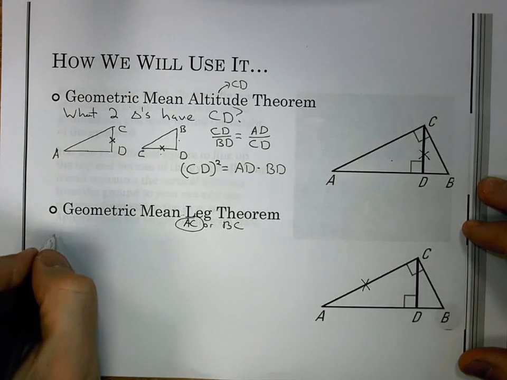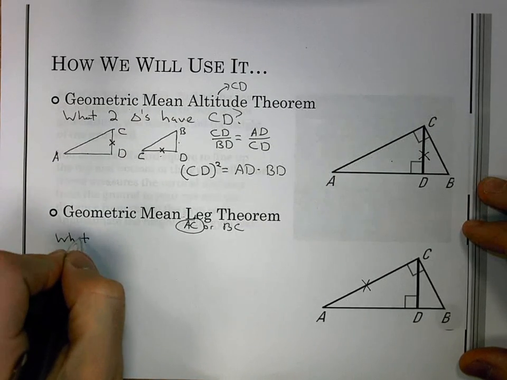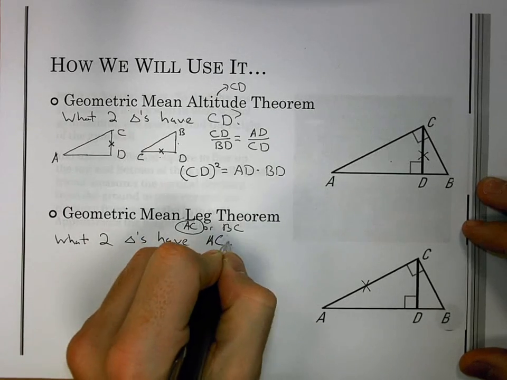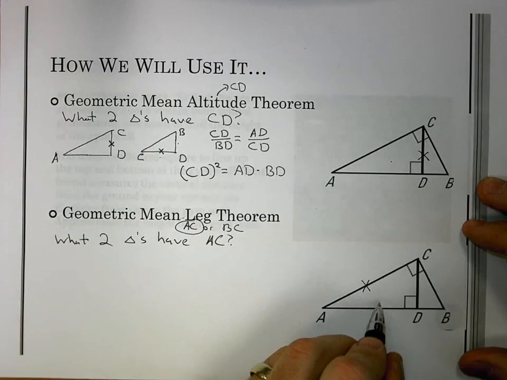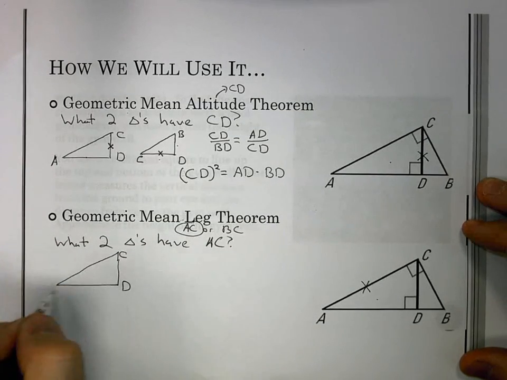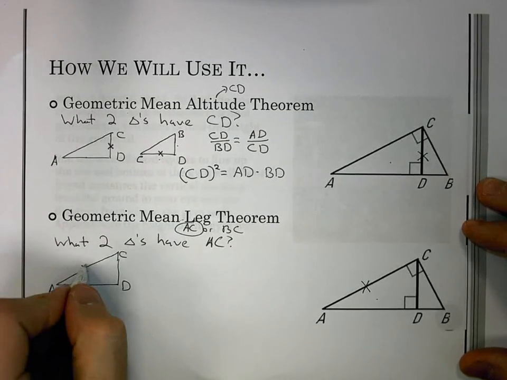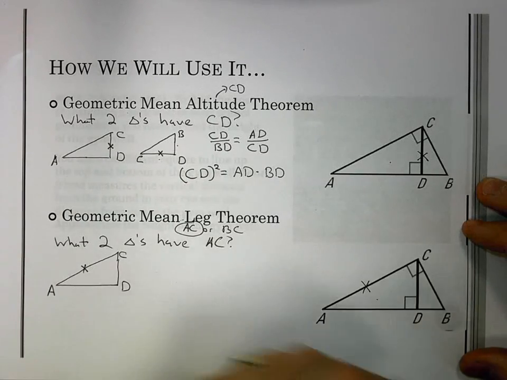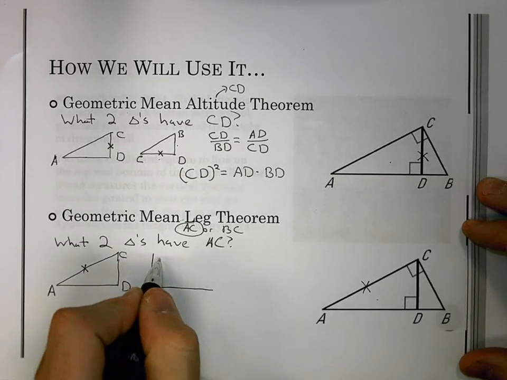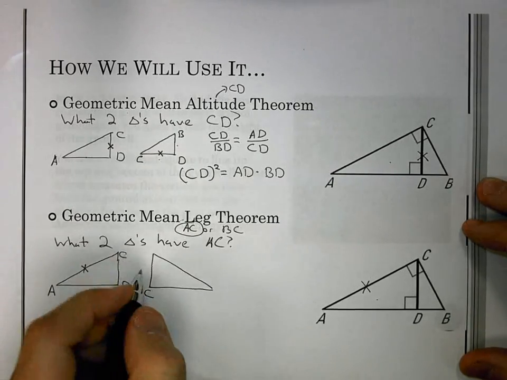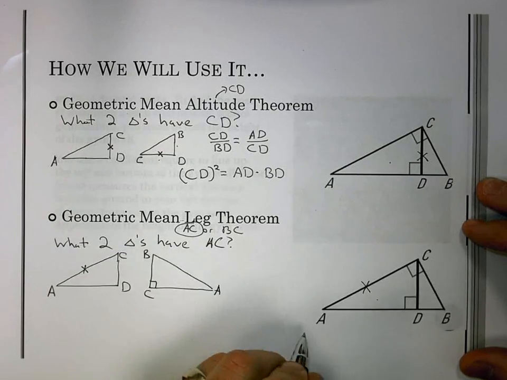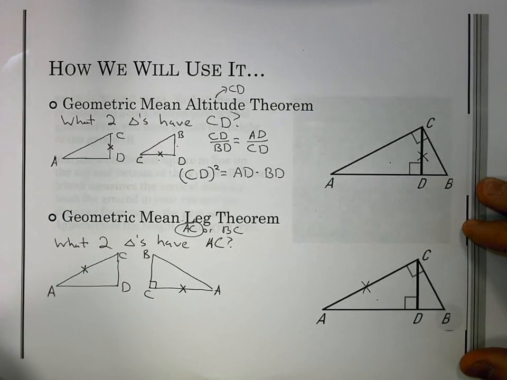I'm going to ask myself the same question. What two triangles have AC? Well, I have the one that's on the left side with CDA. It's right there. And I have the triangle that's the whole thing. If I rotate that around, C is my hypotenuse, B is at the end of my shorter leg, and A is at the end of my longer leg. There's the other AC.